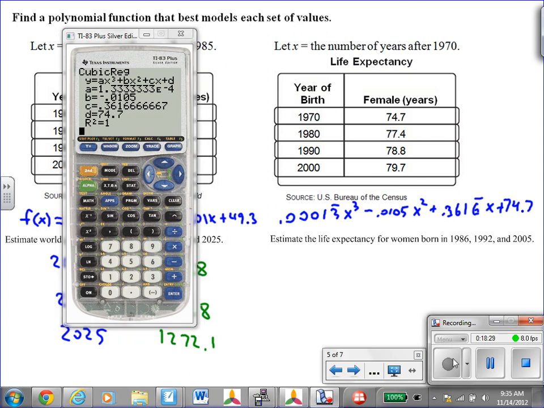All right, here you go. If you're going to estimate this stuff, I'm just going to do 1986. You guys get the gist of it. You can do the rest of it.